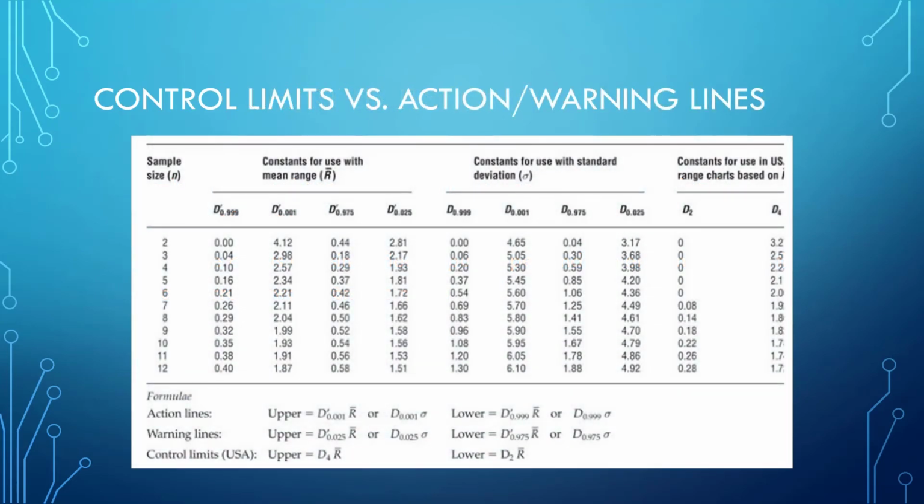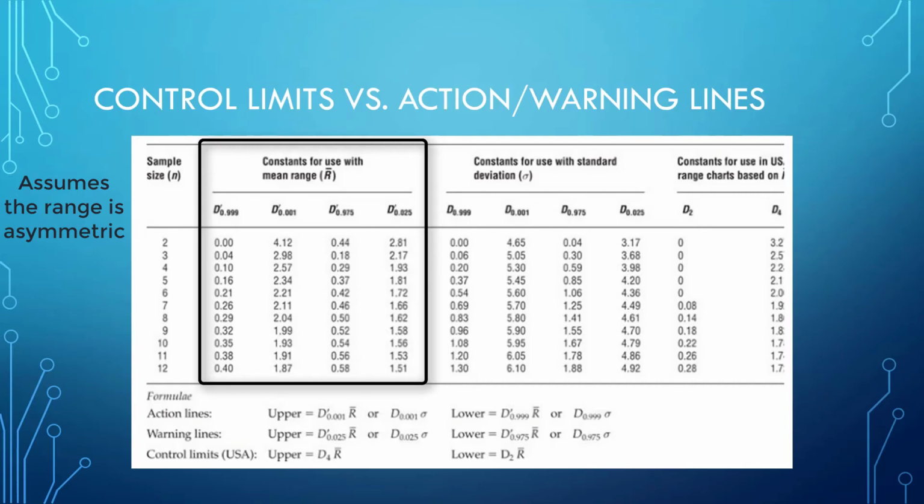In order to see how this difference in calculating the range charts matters, let's look at the constants that the different techniques use. The black box shows the constants that are used when we are paying attention to the asymmetry of the range chart. So you can see the 4 constants that are the multipliers for the upper and lower warning limits and the upper and lower action limits. The red box shows the constants that are used for setting the control limits when we're using standard error and not paying attention to the asymmetry of the range.